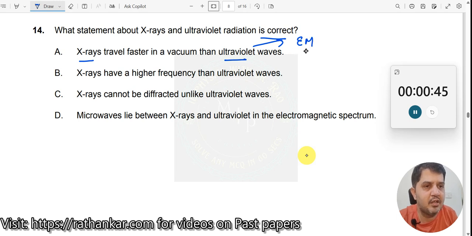Electromagnetic waves. And all these electromagnetic waves have a common property. What is it? They all travel with the same speed of light, which is 3 into 10 power 8 meter per second. So none of them travel faster, none of them travel slower. All of them travel the same way.